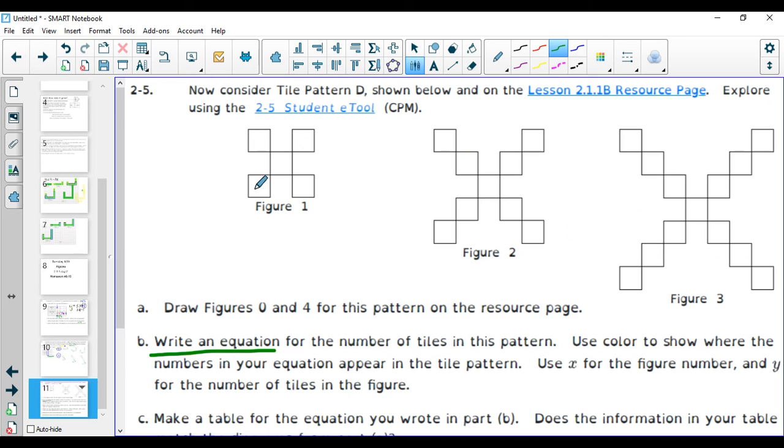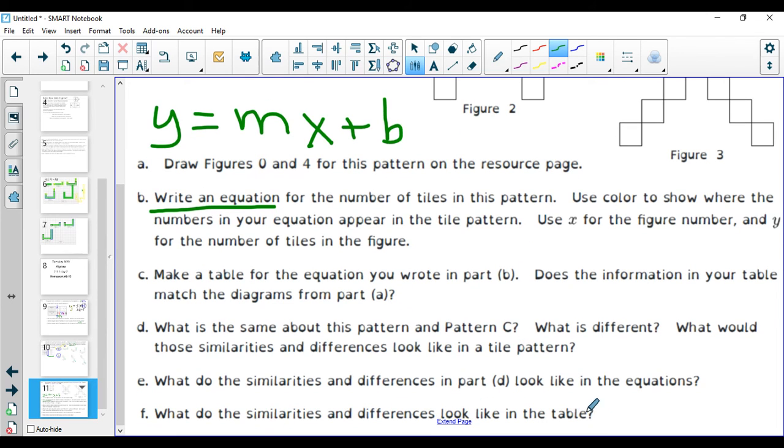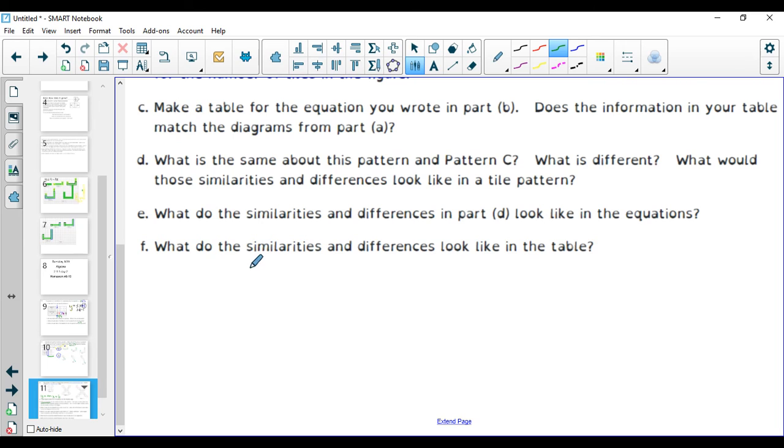Basically, we're always adding in the same location, but that location from one pattern to the next is going to vary. When we're looking at what's the same in the equation, if we're always adding the same value, it's always going to be y equals mx plus b. But that starting value could be a different value for figure 0, and what it's growing by could change. Same thing happens in a table. What are we starting with versus what is it going up by?